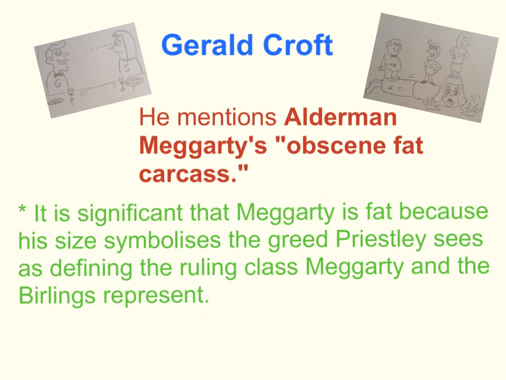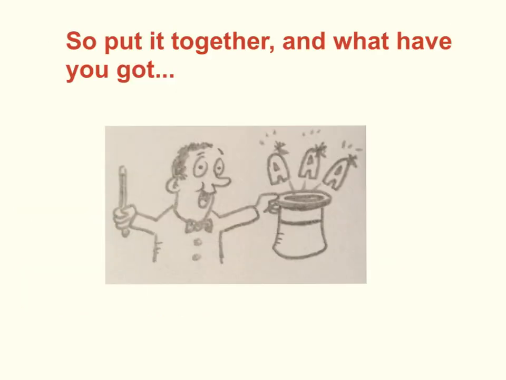It's significant that Meggerty's fat because his size symbolises the greed that Priestley sees as defining that ruling class that Meggerty and the Birlings represent. Fat then acts as a cipher or as a symbol for bourgeois greed. So we take that multiplicity of meaning, we take that number of interpretations. We've evaluated language. Now let's turn that into a polished paragraph.